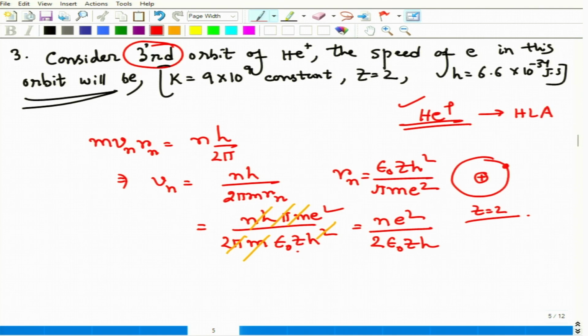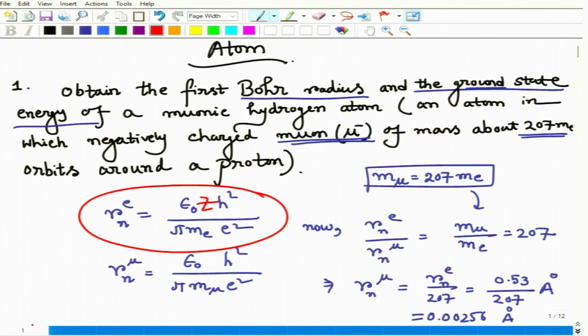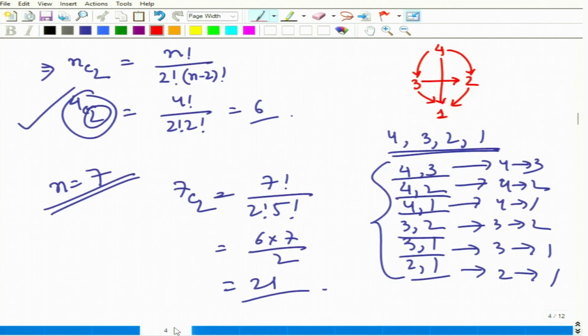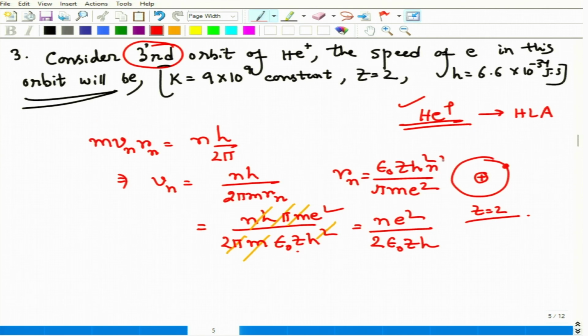If you look at the formula, there is Z and there is n, v_n. But here there should be an n square, here is also n square, I think, in r_n. If you use the original formula, there will be n square, because this formula is for the first Bohr orbit, for n equals 1. Otherwise, for n there should be n square.